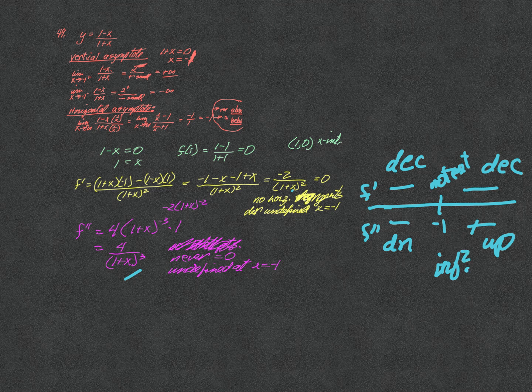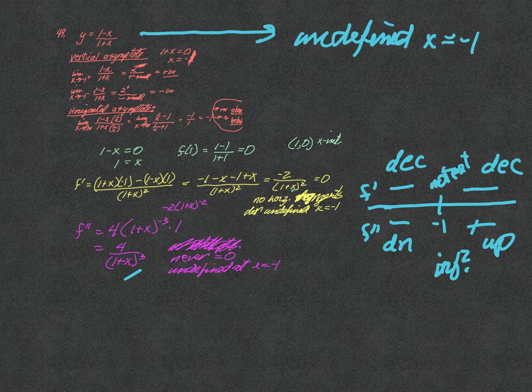That becomes the question. Well, if you look at the original function, it's undefined at x equals negative 1, i.e. that's a vertical asymptote. So it can't be an inflection point there, because it has to be defined in the original function, and that's one of the rules you have to pay attention to. Things have to be defined as well. So now we have all the information. Let's draw the graph.